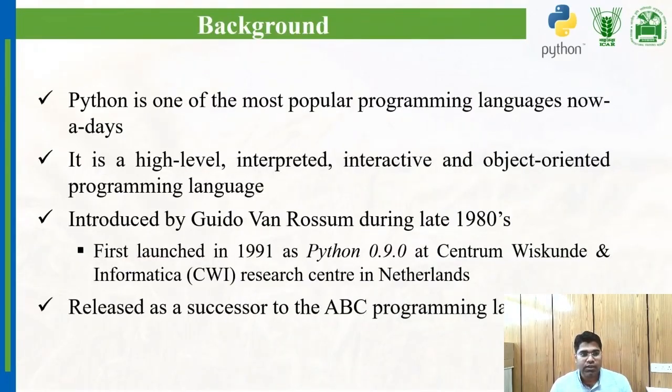We all know that nowadays Python is one of the most popular programming languages. It is a high-level, interpreted, interactive, and object-oriented programming language. During the late 1980s, it was introduced by a researcher, Guido van Rossum, and first launched in 1991 as Python 0.9.0 at Centrum Wiskunde & Informatica Research Center in the Netherlands. Python was released as a successor to the ABC programming language. Again, this ABC programming language was also a product of the CWI Research Center in the Netherlands.